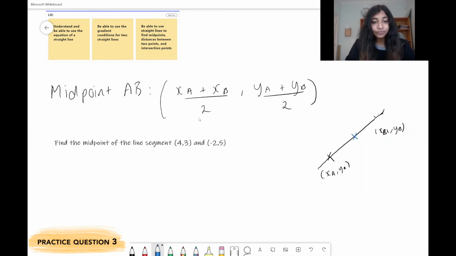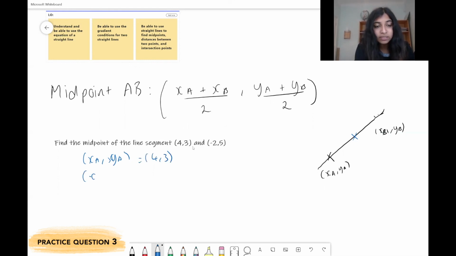So let's try using it. All you have to do when you're solving the midpoint is plug it into this equation. You just write it out: XA, YA is equal to 4, 3, and XB, YB should equal to -2, 5.